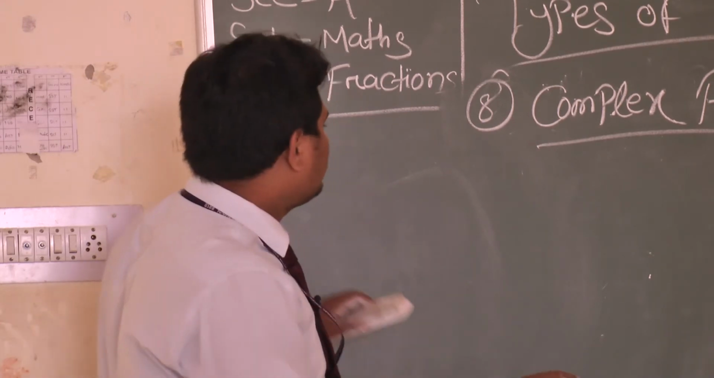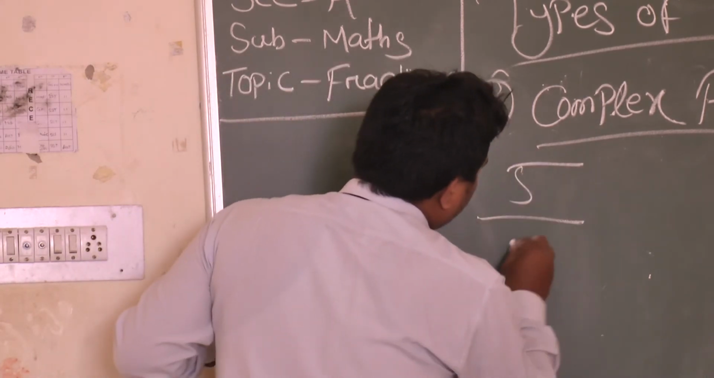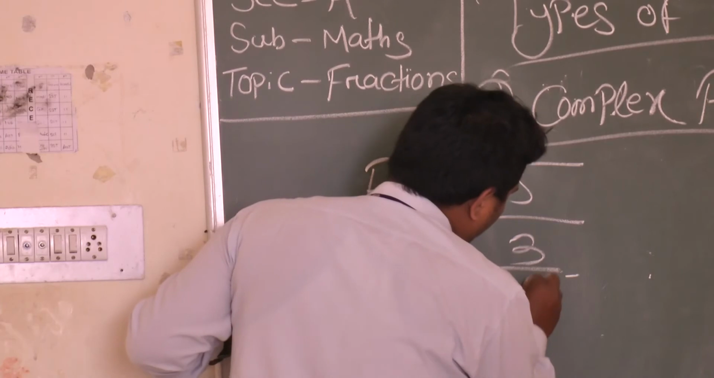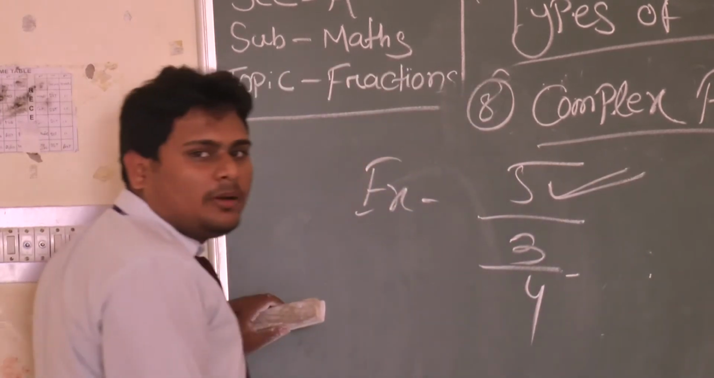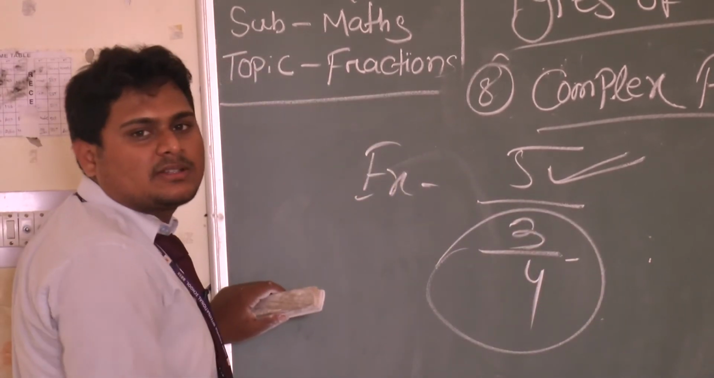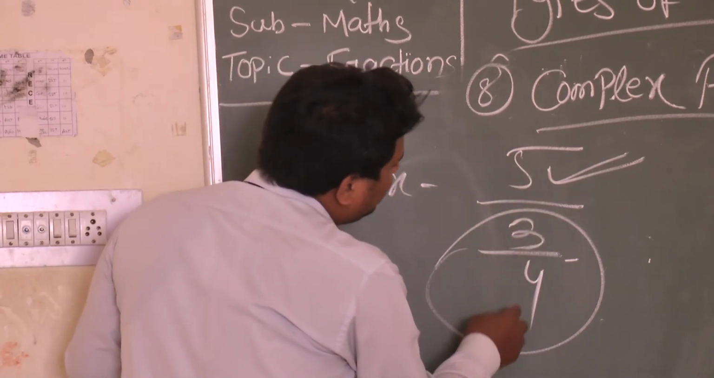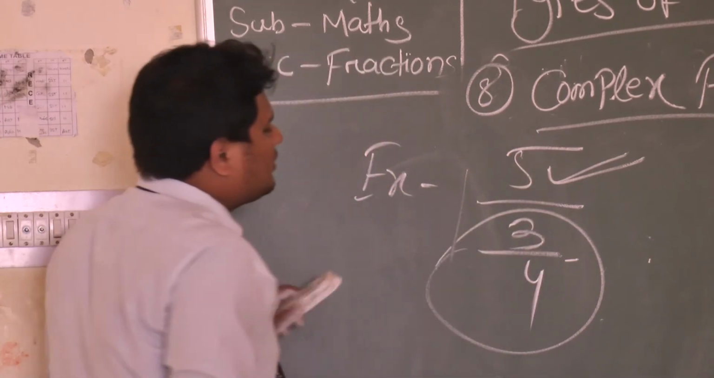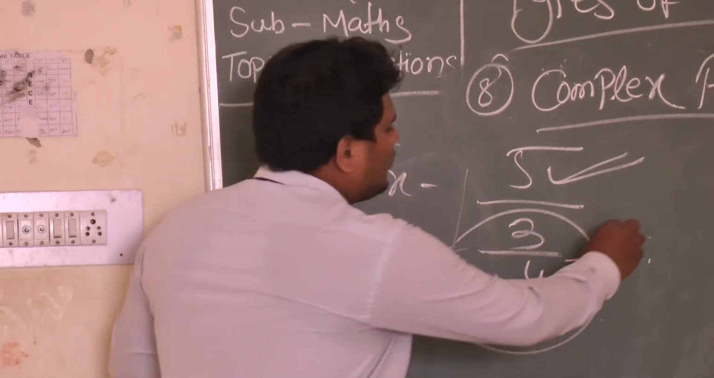What do you mean? Suppose here one example is there, 5 by 3 by 4. Okay, see, here the numerator is 5, a whole number, but here the denominator is 3 by 4, which is a fraction. It means 5 by 3 by 4 is a complex fraction. From them one should be a fraction, sure. Okay, or both will be.